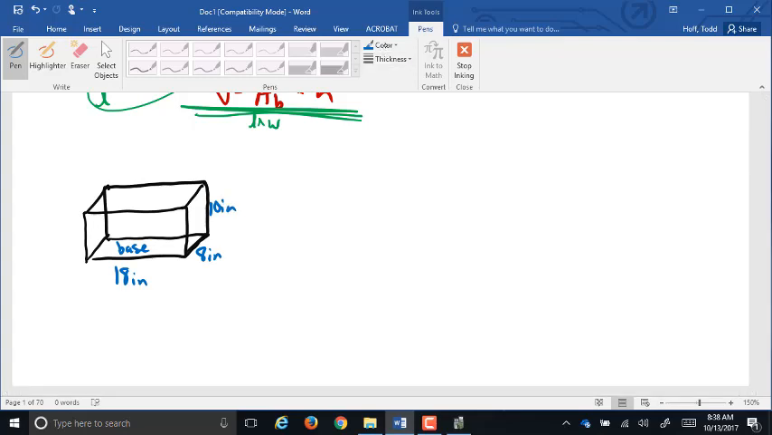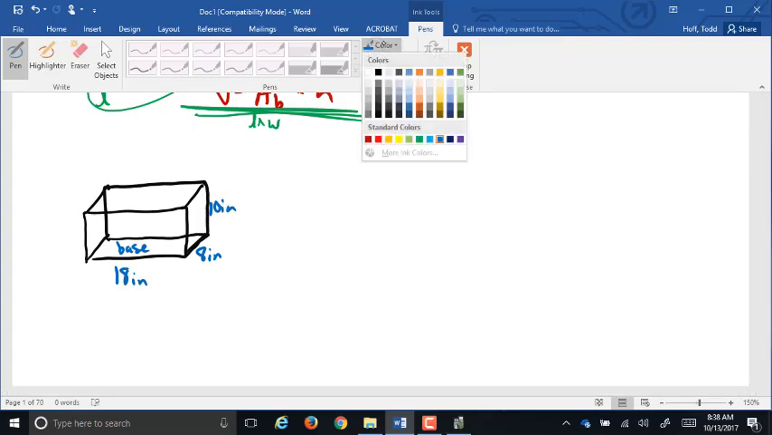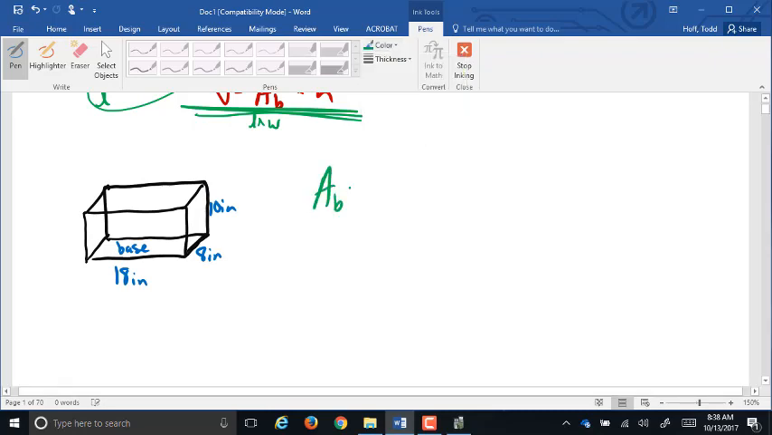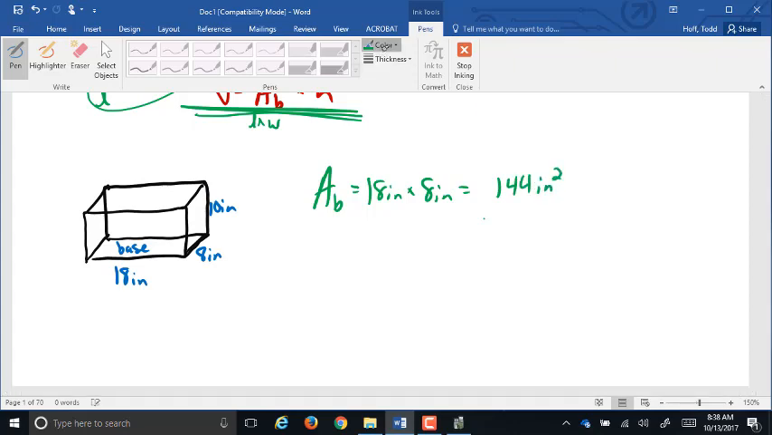So let's say this box is 18 by 8 by 10. We're going to start out by finding the area of the base. How do we find the area of the base? 18 inches times 8 inches, otherwise known as 144 inches squared.